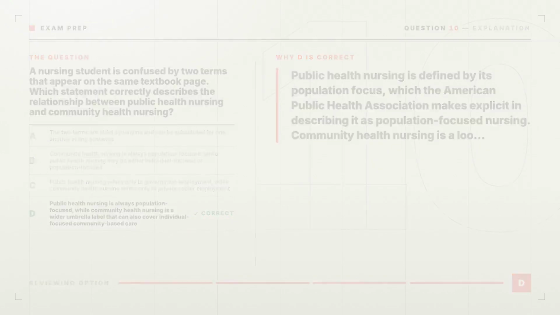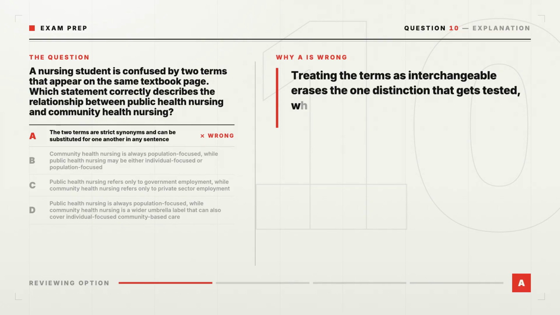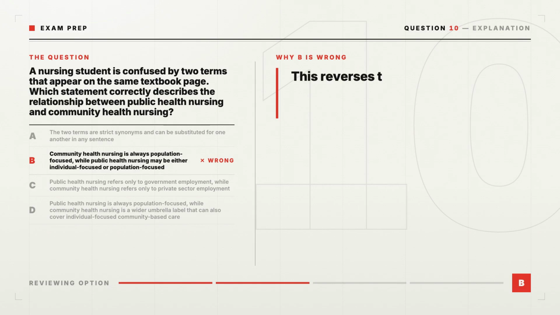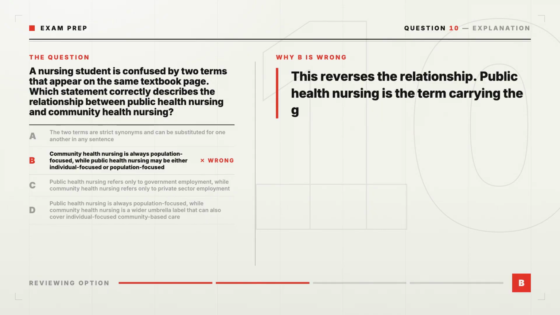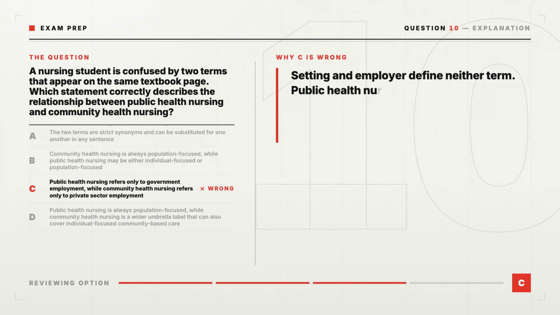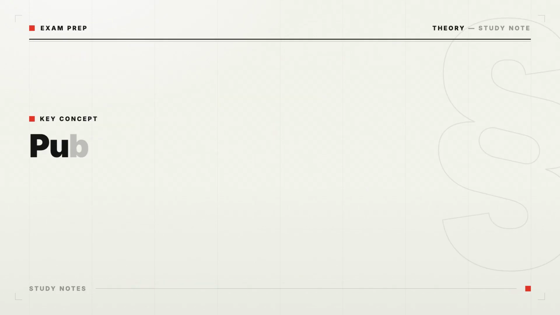A is wrong because treating the terms as interchangeable erases the one distinction that gets tested, which is whether the population focus is guaranteed by the label itself. B is wrong because this reverses the relationship. Public health nursing is the term carrying the guaranteed population focus. C is wrong because setting and employer define neither term. Public health nurses work in schools, work sites, correctional facilities, and faith communities as well as in health departments.